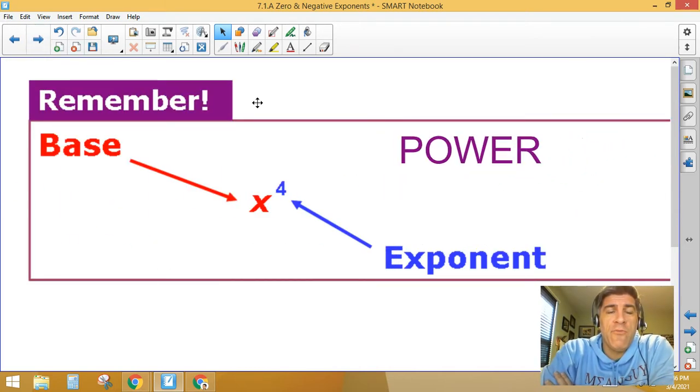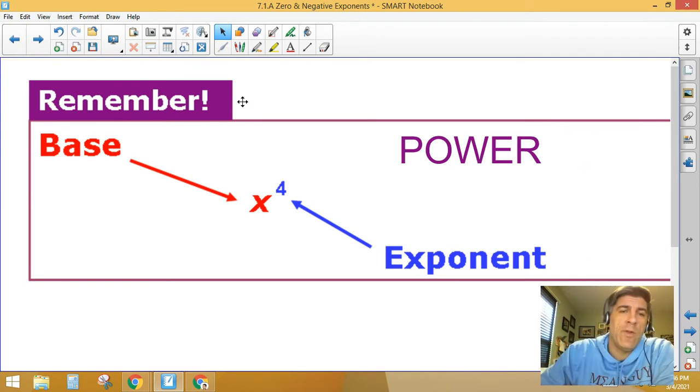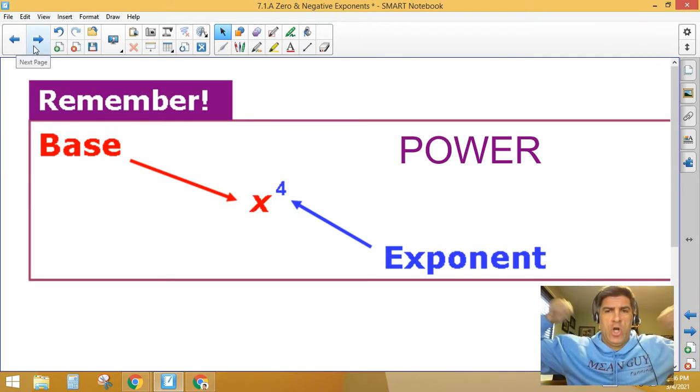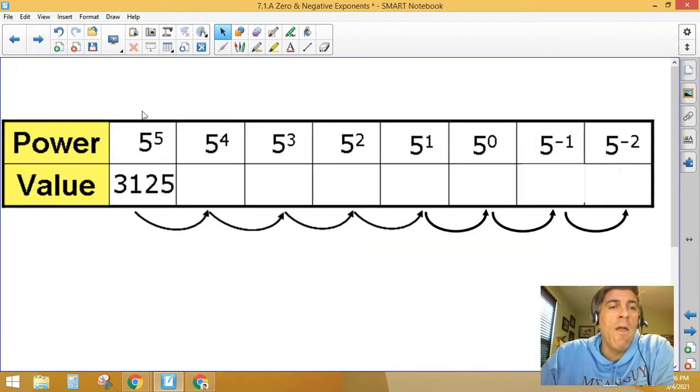Before we learn about it, just recall this is called a power. We have a base, which is the bigger number, and the exponent is the smaller number up top. That all together is called a power. Okay, anyway, corny, I know. So I'm going to use a table to hopefully enlighten you a little bit about zero and negative exponents. Notice the top are a bunch of powers, all with the base of 5.